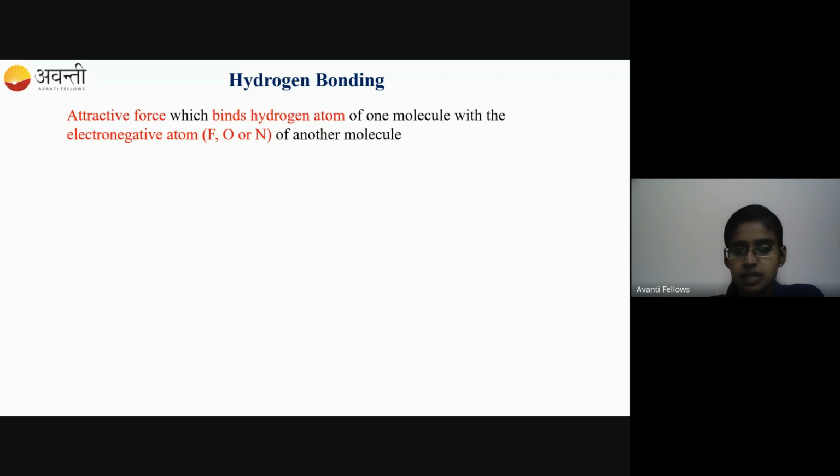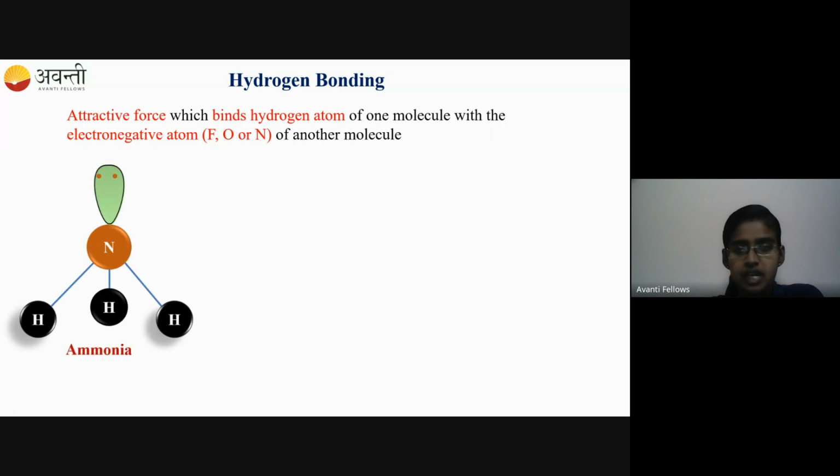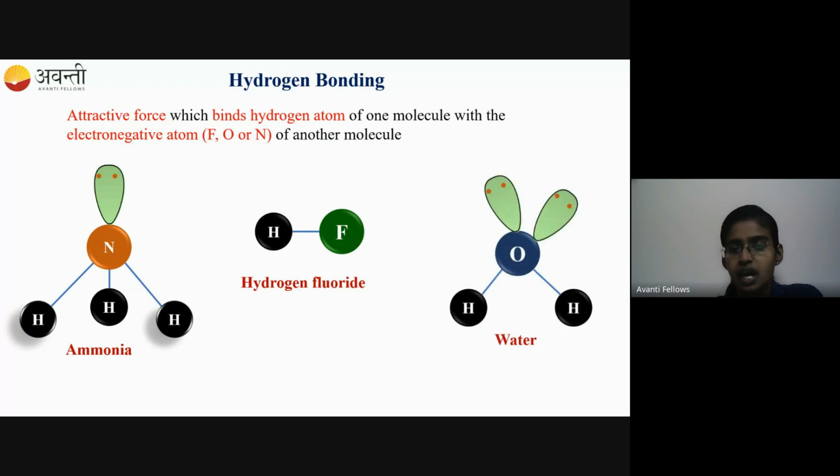Let me take one example. I have taken ammonia, HF (hydrogen fluoride), and water. All these three molecules have the capacity to form a hydrogen bond with another molecule.